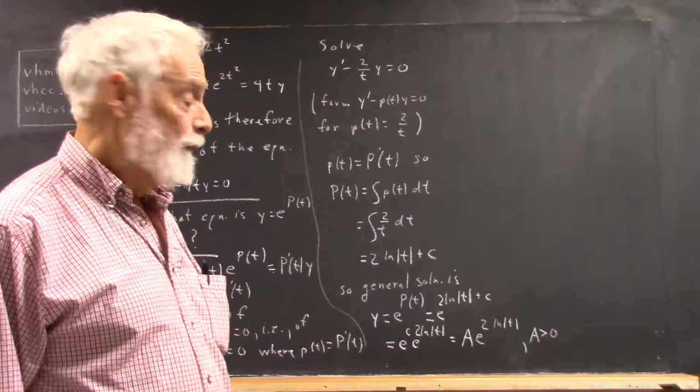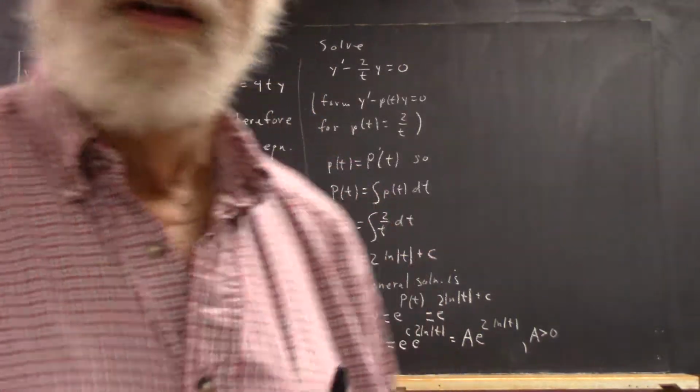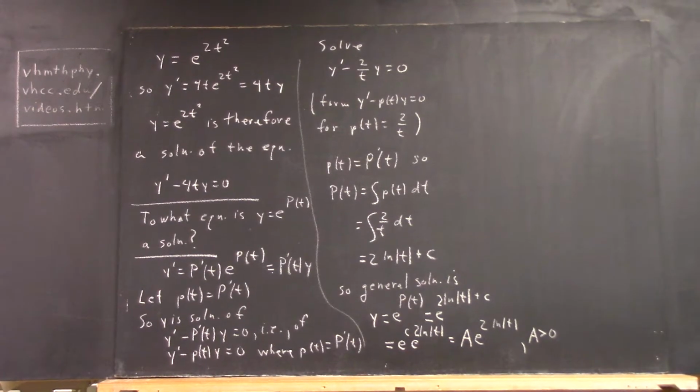Okay? Now what about that e to the 2 natural log of t, or e to the 2 natural log of absolute value of t? What can you do with that?